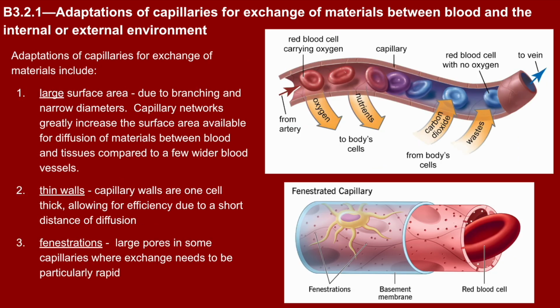So what are those adaptations for capillaries? They have a large surface area. There's a lot of branching. They're very narrow. Capillaries can be as thin as just allowing for a single red blood cell to be able to pass through it. But those capillaries are going to be near every single cell in the body in order to be able to provide them with oxygen and nutrients and pick up CO2 and waste. Capillary walls are extremely thin, allowing for easy diffusion because of the short path of diffusion.